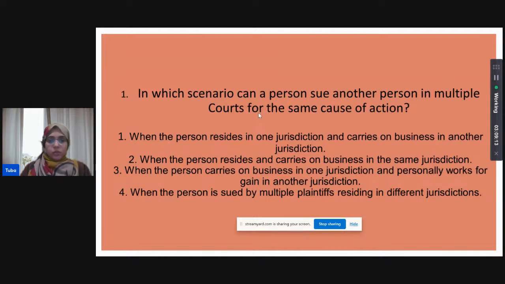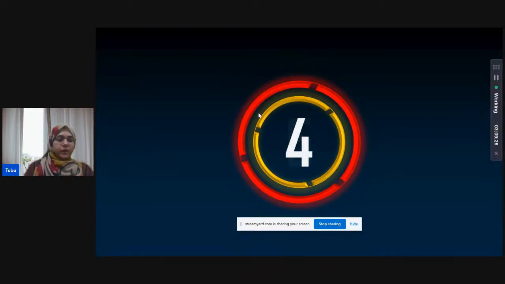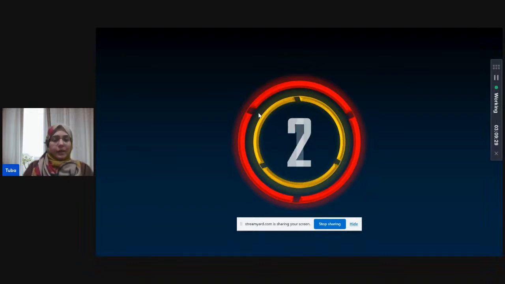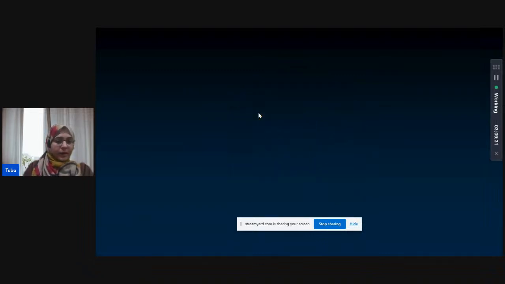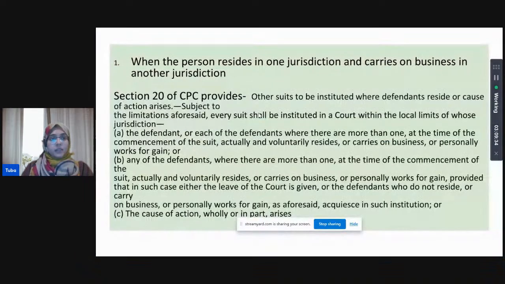Or is it when the person is sued by multiple plaintiffs who reside in different jurisdictions? So, in this situation, the person is sued by multiple plaintiffs from different jurisdictions, and in this case, this person will be suing these multiple plaintiffs for the same cause of action in all the appropriate jurisdictions. So, which of these is it? We'll start a very quick timer, and anyone who can respond may respond in this while. And the correct answer is one, when the person resides in one jurisdiction and carries out business in another jurisdiction. This has been detailed in section 20 of the Civil Procedure Code. That is the correct answer.